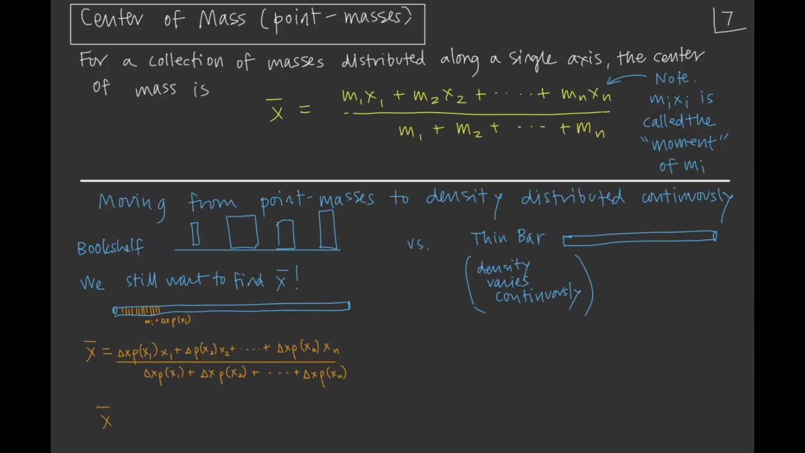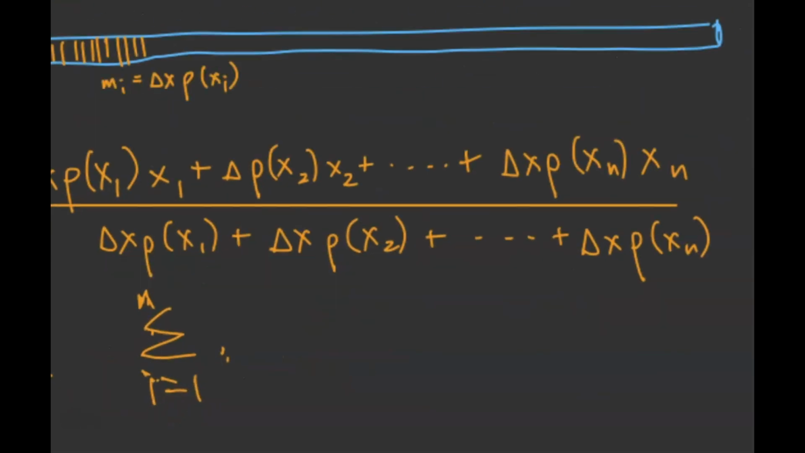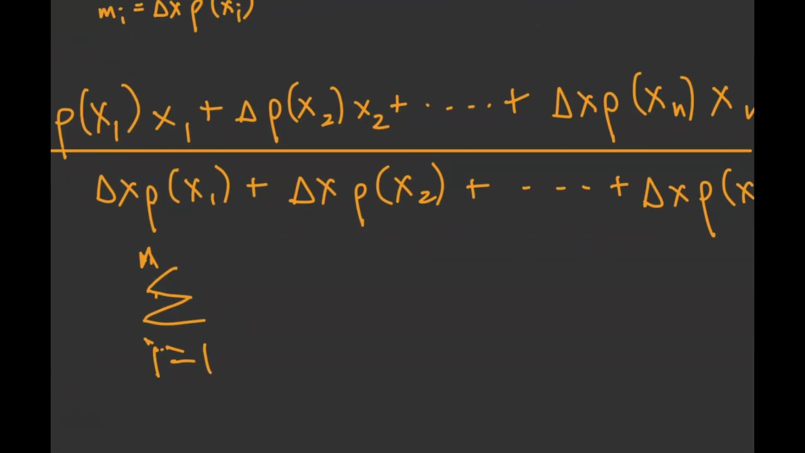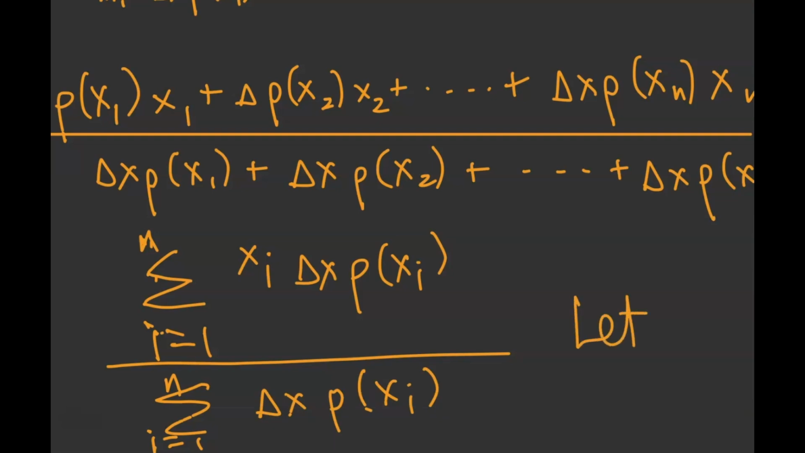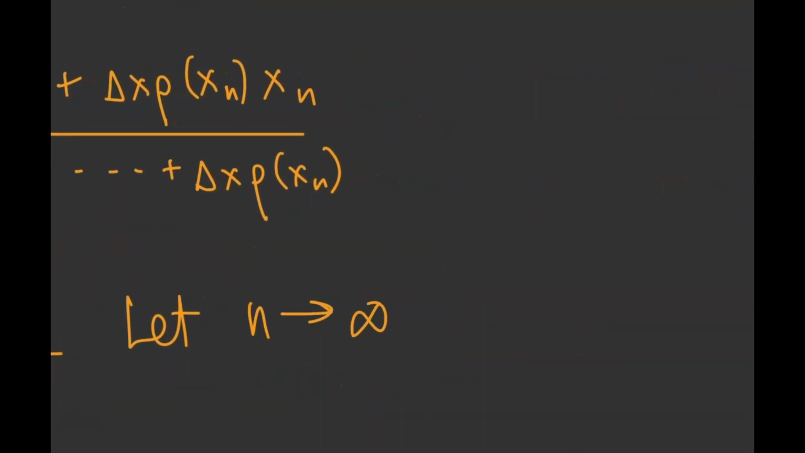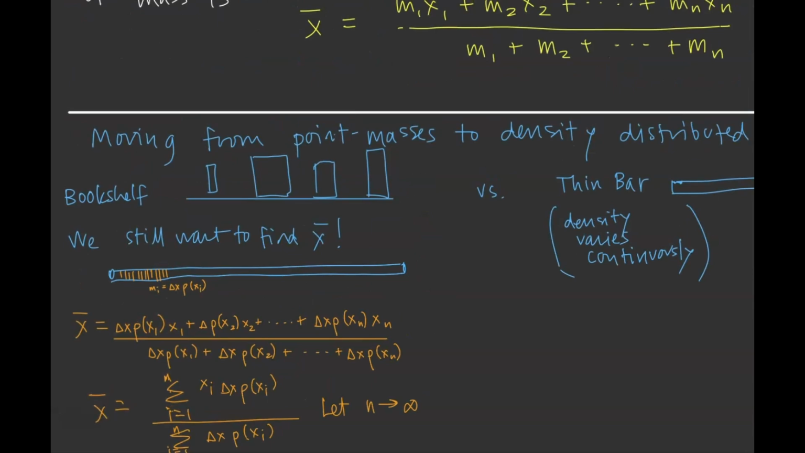So if we wanted to write this using summation notation, nothing's really changed yet. I am going to move a few things around so it makes more sense. We're going to add up the x_i's times delta x rho of x_i. That's on the top. And then on the bottom, we have another summation from 1 to n of just the masses. And then we let n go to infinity. And as we do, we can start introducing all of this as an integral instead of a finite sum.